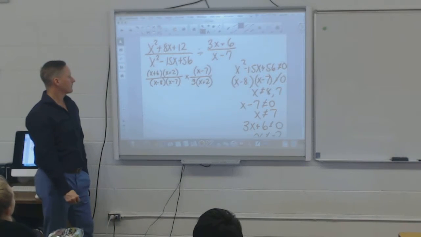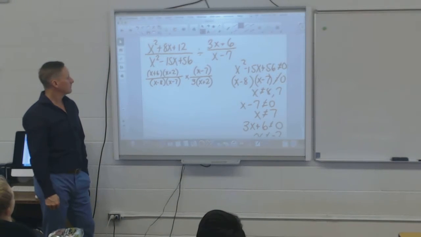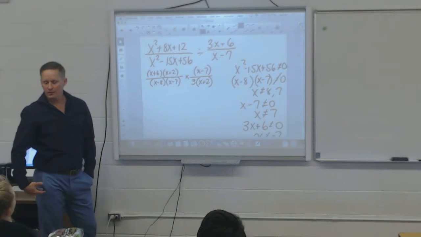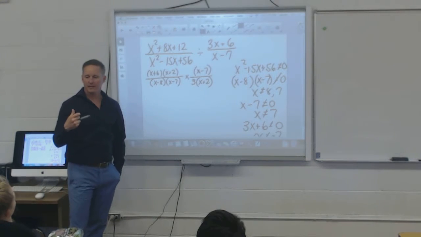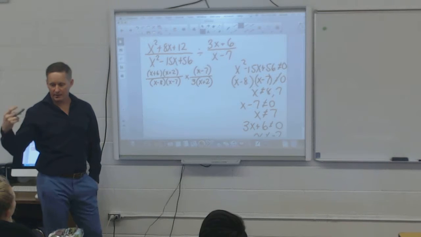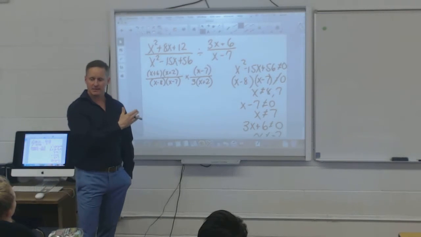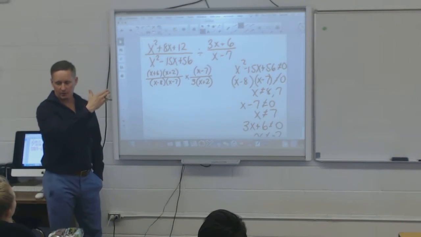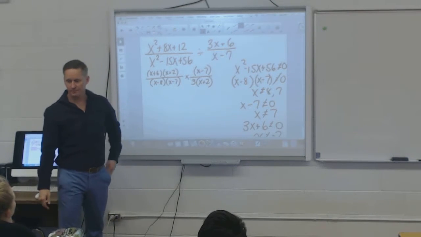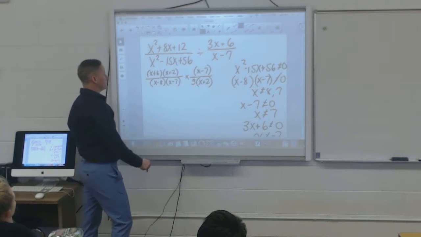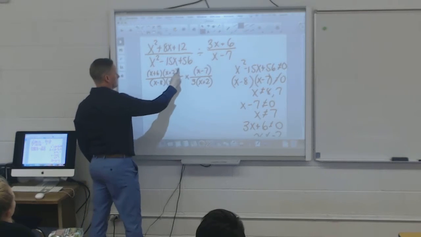Can you not just get rid of the 3 altogether? No. You can only get rid of the 3 altogether if you have an equal sign and a 0 on the other side. If you're doing expressions, everything has to stay, unless you're dividing it out, top and bottom. Okay? All right. Now I cancel.